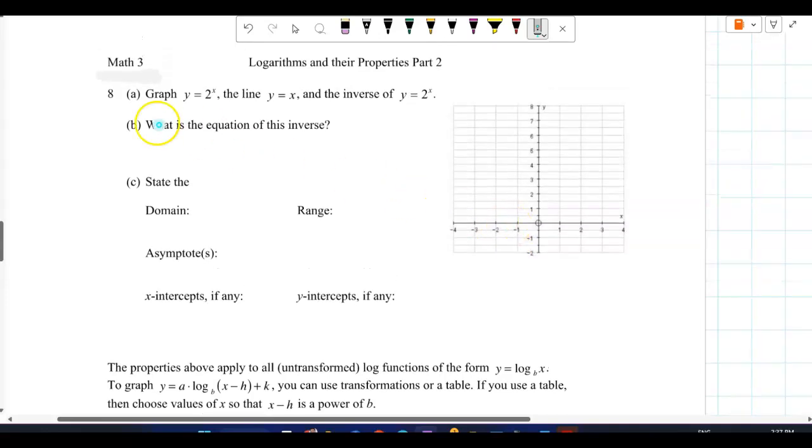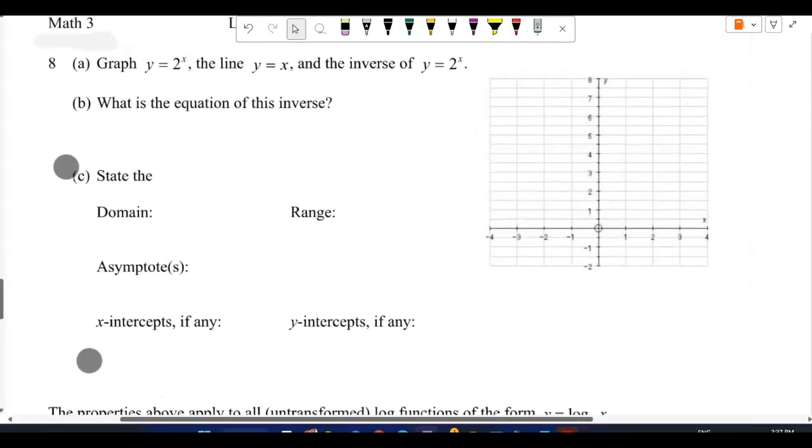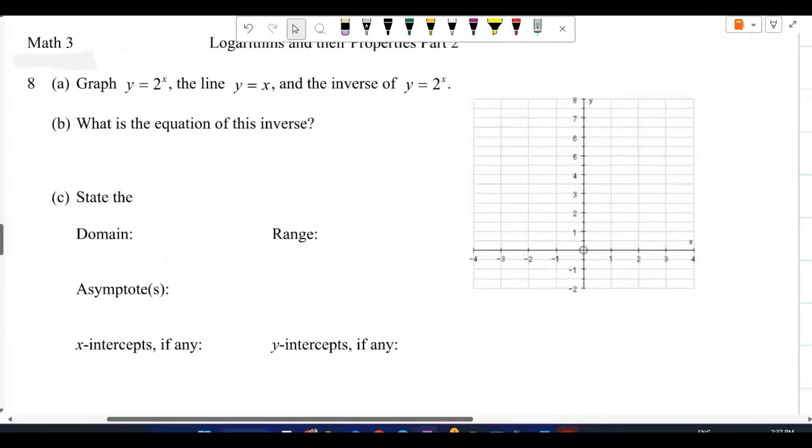So here they have given you 8a, graph of y is equal to 2 raised to x. You have to graph this, along with y is equal to x and the inverse of y is equal to 2 raised to x. So what will you do first? First you would find points. So y is equal to 2 raised to x.